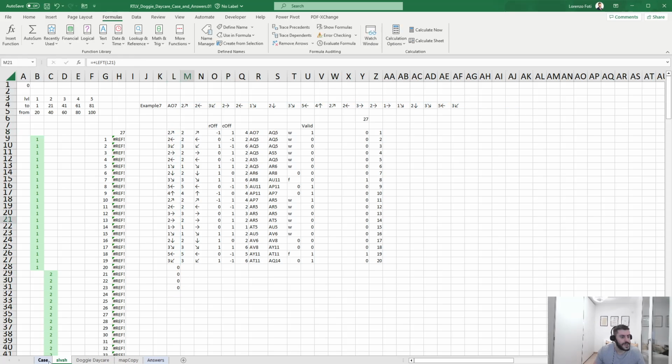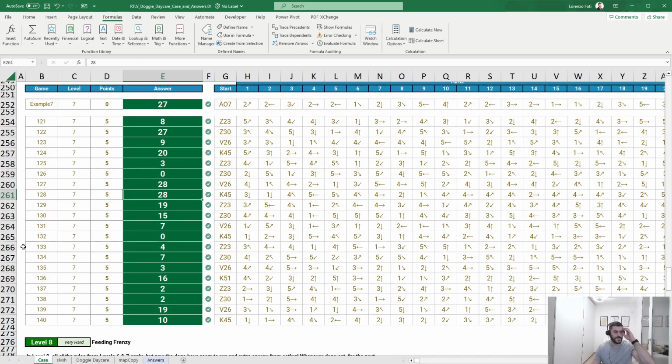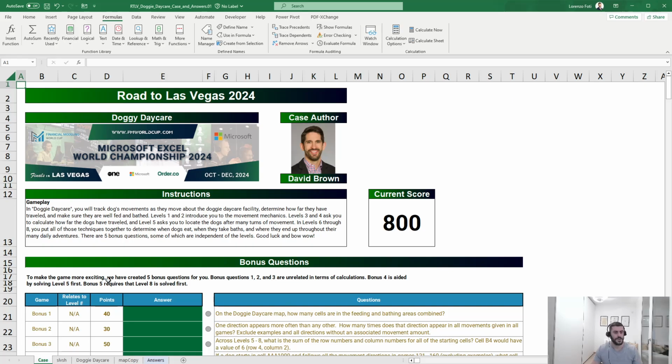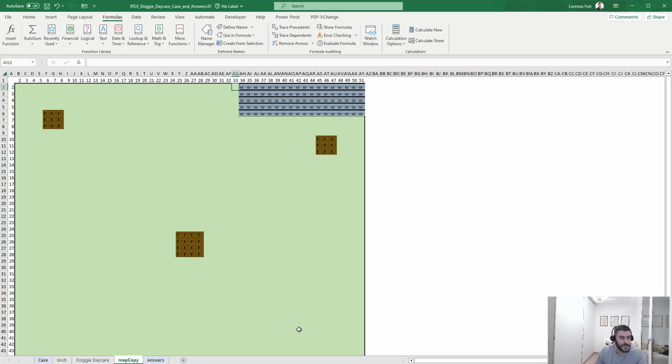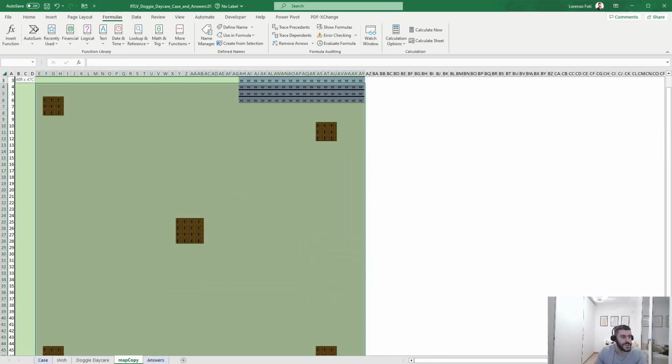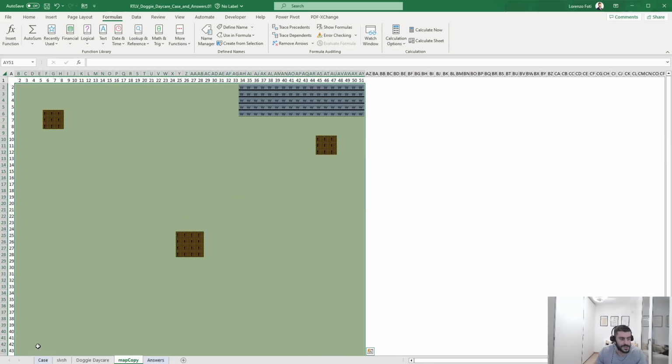Okay. I was here in the competition. Then I realized that level 8 was probably too much to do in the time allocation, so I went straight away on the bonus questions. The first one is really simple. How many cells are in the feeding and butting area combined? You just need to count the non-blank cells. The answer is 142.